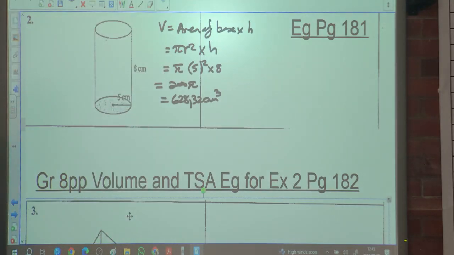Right. Any confusion there? No? Alright.